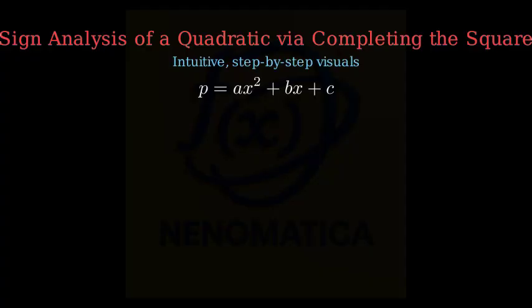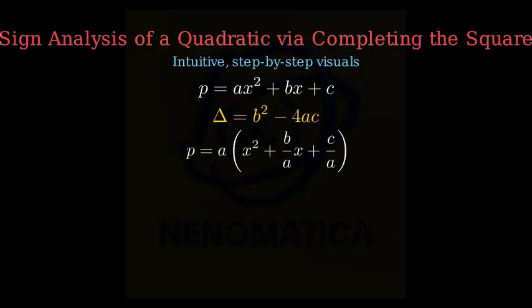Start with the general quadratic trinomial p equals ax squared plus bx plus c. We will also use the discriminant, capital delta, defined as b squared minus 4ac. To complete the square cleanly, we first factor out the leading coefficient from the x terms. So p equals a times the quantity x squared plus b over a times x plus c over a.